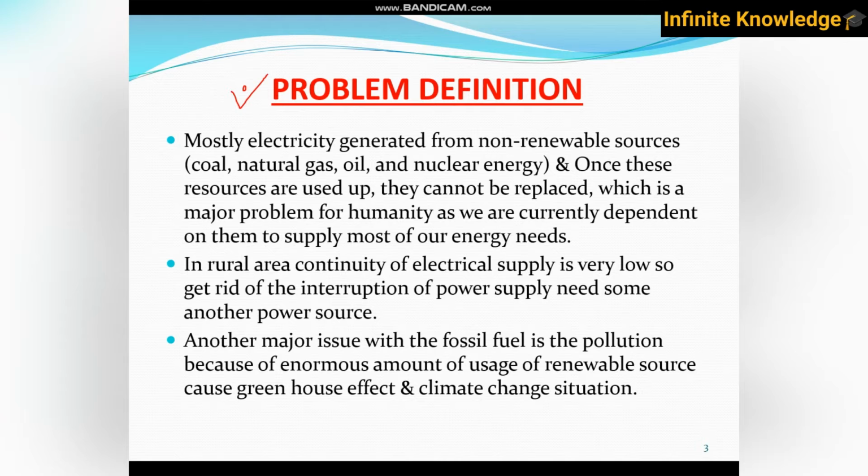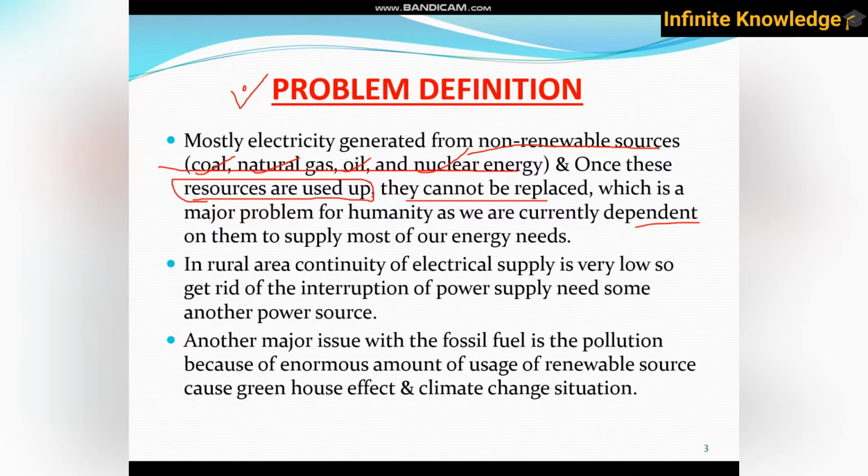So what is the first point? Mostly electricity is generated from non-renewable sources. Non-renewable sources means coal, natural gas, oil, nuclear energy. Once these resources are used up, they cannot be replaced. You cannot again generate this coal. You cannot artificially generate natural gas, because you can generate a gas like biogas, but the natural gas that we get from the earth is a major problem for humanity, and we currently depend mostly on this energy source.